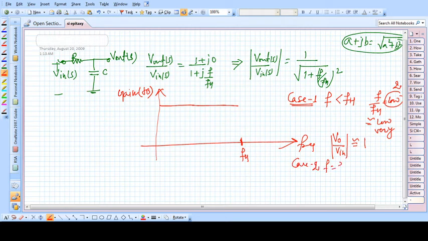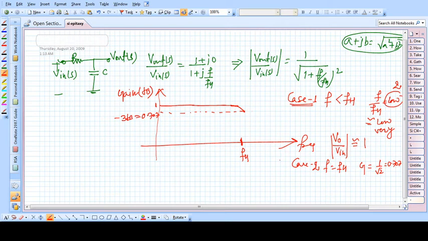And case 2: when f equals fh, the gain G should be 1 by root 2, that is 0.707. At that point there should be a lower value; for 0 dB it should be 1, and for this point in magnitude it should be minus 3 dB.